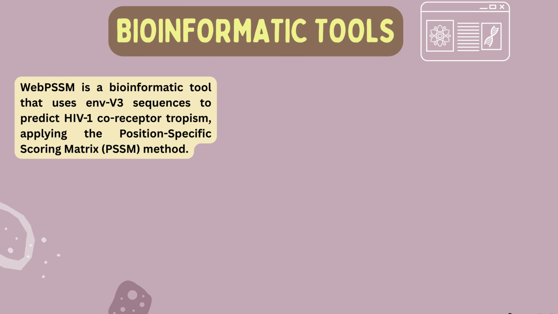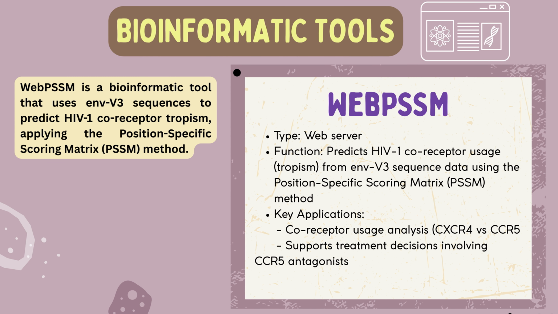Now, let's take a look at the bioinformatics tool used in this study. Since the method applied is the position-specific scoring matrix or PSSM, the tool used is WebPSSM, an online platform that predicts HIV-1 co-receptor usage based on HIV V3 sequence data. WebPSSM is a web server type whose function is to predict HIV-1 co-receptor usage, known as tropism, for V3 sequence data using the PSSM method.